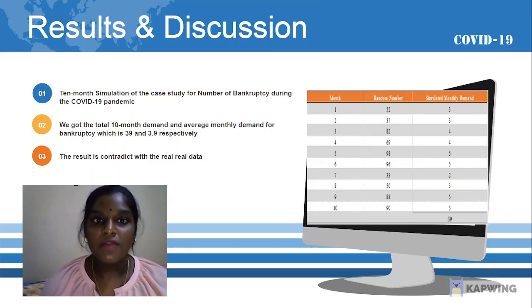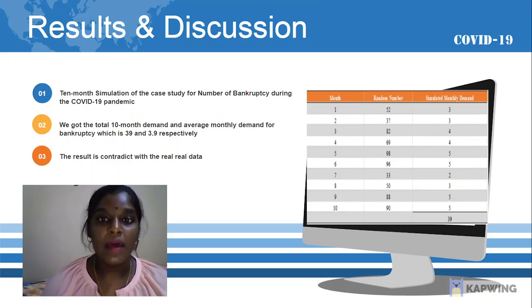From the five steps above, we knew that after we calculated the probability and cumulative probability, we established an interval of random numbers for each variable. Then we generated random numbers. Finally, from simulating the problem, we got the total 10-month demand and average monthly demand for bankruptcy, which is 39 and 3.9 respectively. But the result contradicts the actual data.